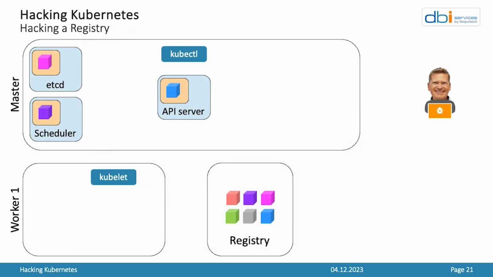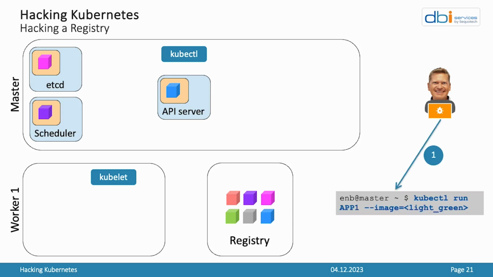Okay, next scenario now is about hacking a registry. So I'm a Kubernetes administrator and I would like to create a new pod into this cluster. And this pod is going to use the image light green that is stored inside my registry. So to do so, I use my kubectl command like before.